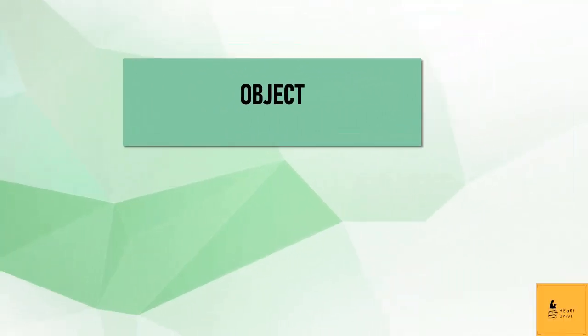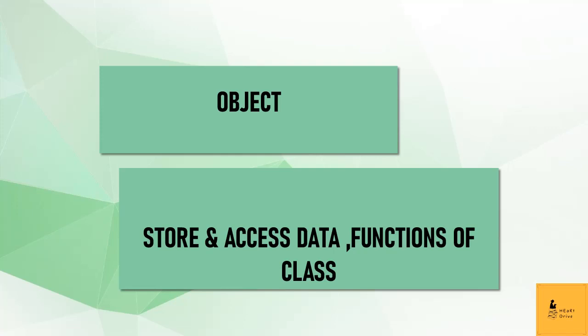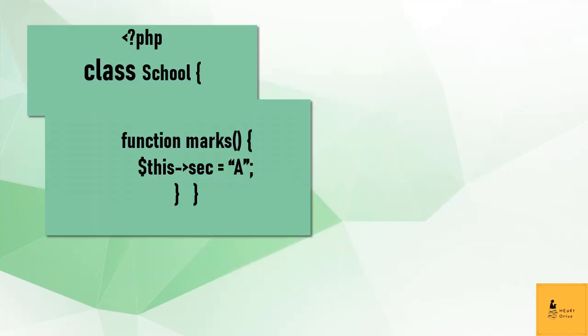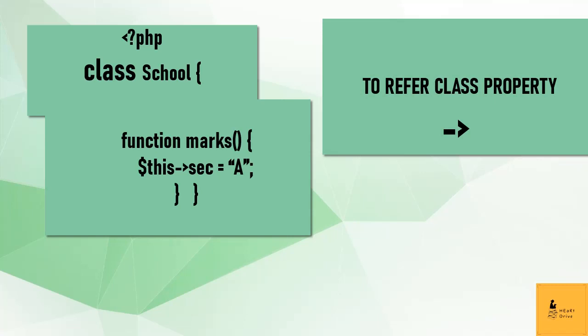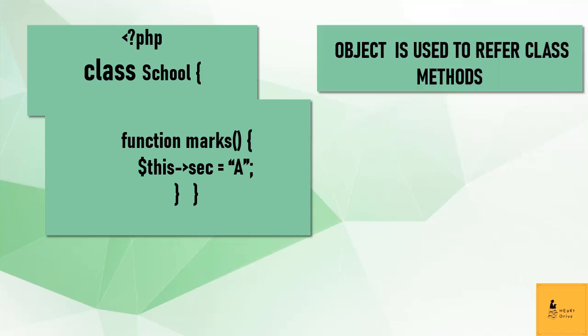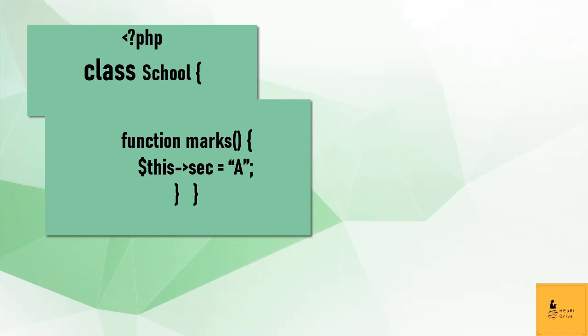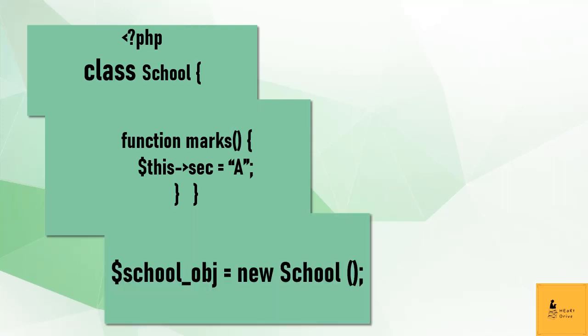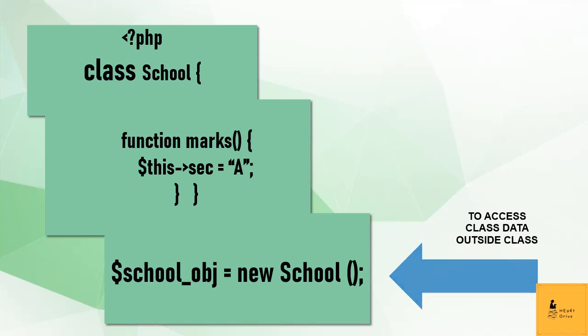Object. Object data type is used to store and access the data and functions of a class. Here we have variable section inside the class school. Inside the class, variable section can be accessed using reference operator. But when it comes to accessing a class variable or function outside a class, object data type will be used. Object data types are declared with the keyword new. So here we are creating an object to this class. Now with this object, the variable section can be accessed even outside the class.